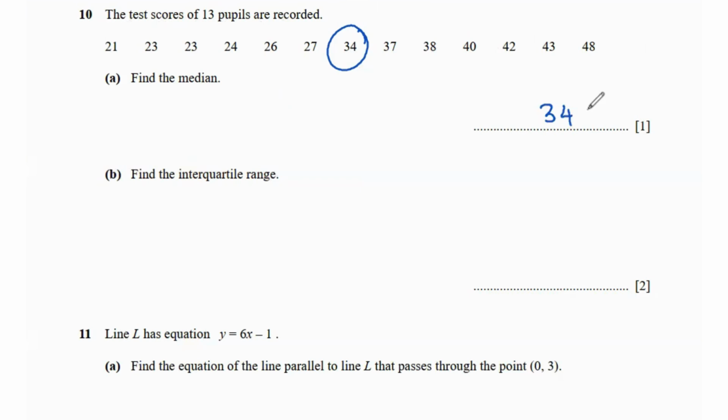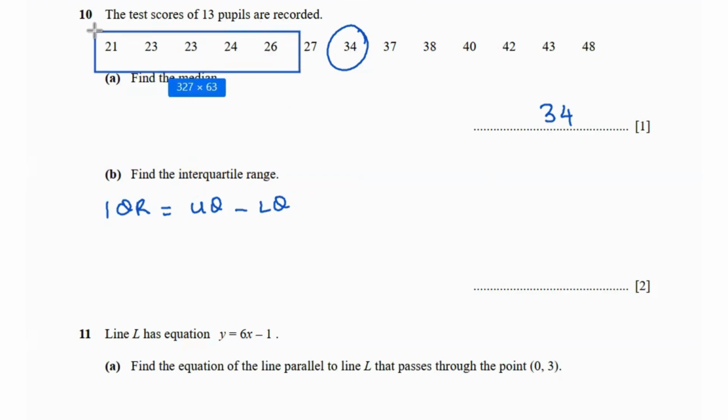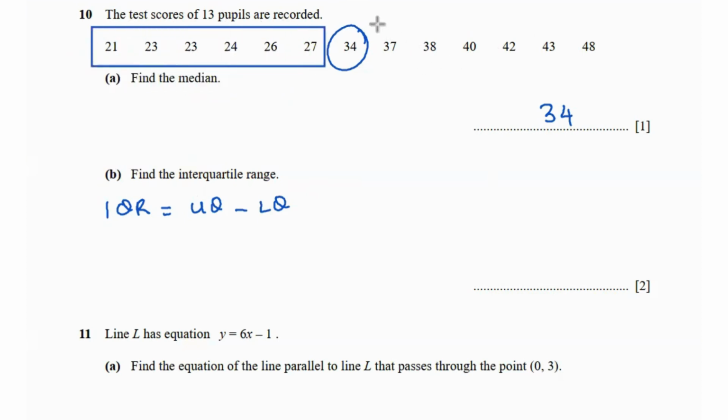Then it says find the interquartile range. For the interquartile range, we need to find the difference of the upper quartile and the lower quartile. So for the lower quartile, you find the middle value of these numbers, and for the upper quartile, you find the middle value of these ones.